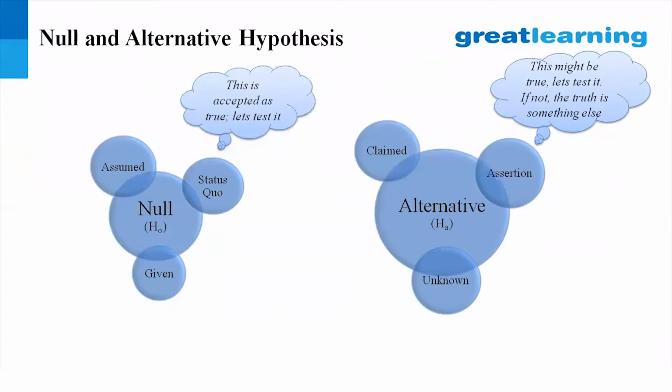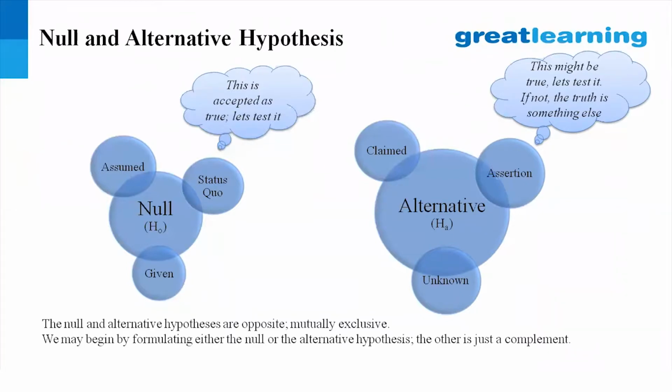So you need to be careful when you're solving any problem. From the problem statement that is given to you, you need to clearly figure out whether it is an assumption, status quo, claim, assertion, what it is, and depending on what it is, you need to formulate your null and alternative hypothesis. Whichever you form first, depending on what is given in the problem and what the problem is asking you to do, you first form the null or the alternative hypothesis. Once you form one, the other will be the opposite of it.